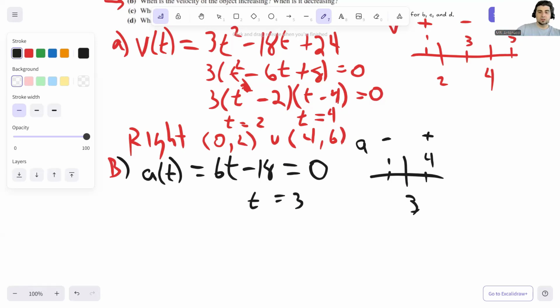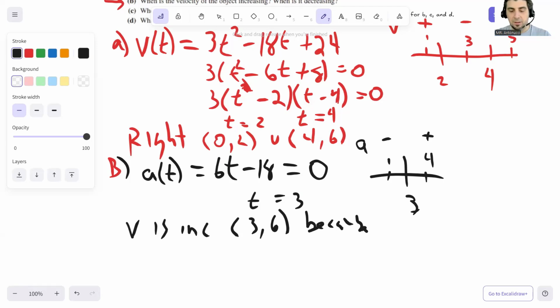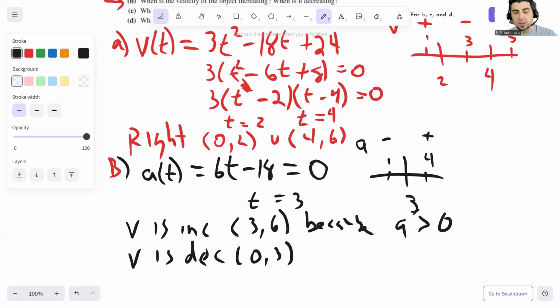So the velocity is increasing on the interval 3 to 6 because acceleration is positive on that interval. Okay, and then similarly, velocity is decreasing on the interval 0 to 3 because acceleration is negative on that interval.